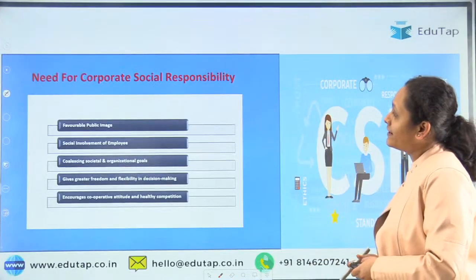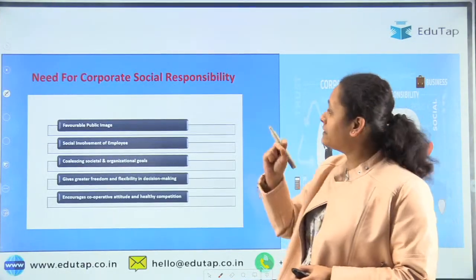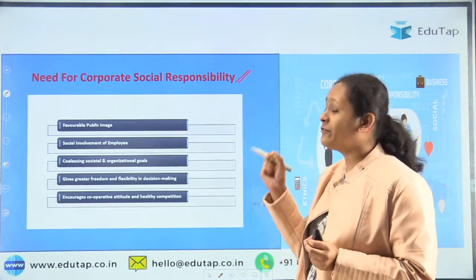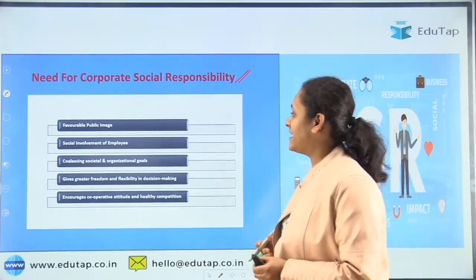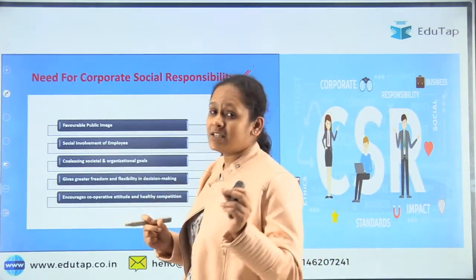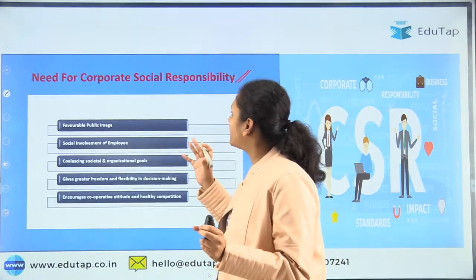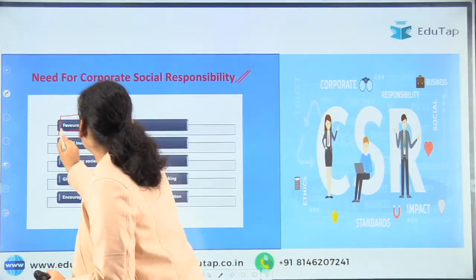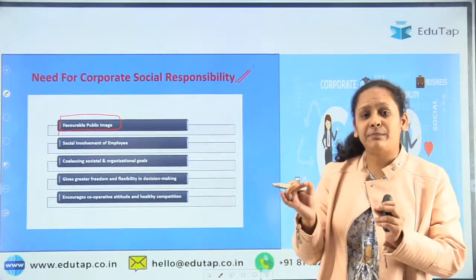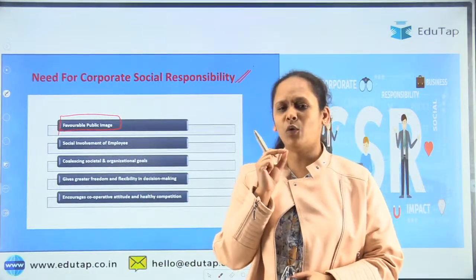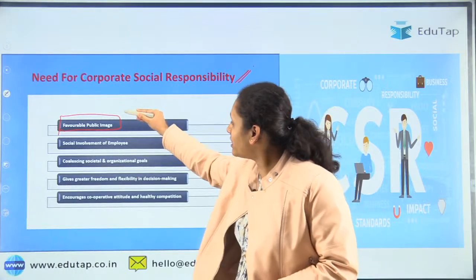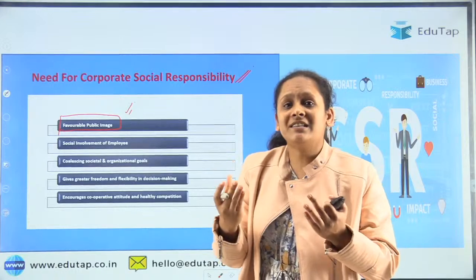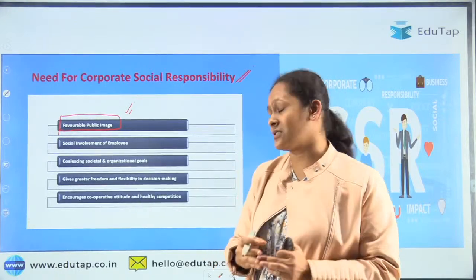So let's move ahead and understand what the need for corporate social responsibility was. Why is it very important for the organization and the society as a whole? The first reason CSR is important is the favorable public image. When I say favorable public image, you have to remember only one thing: whenever a company participates in a CSR activity, it is doing good to the society.